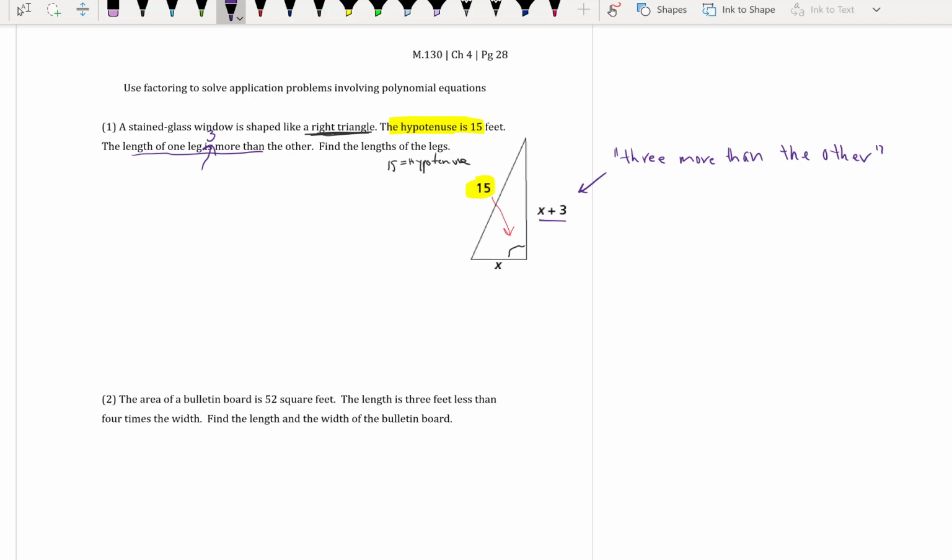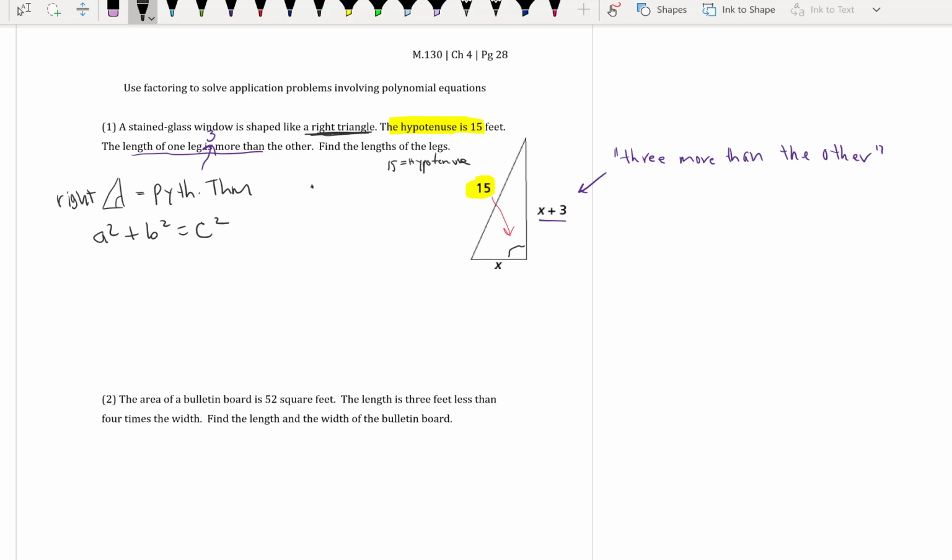So because of this, since it's a right triangle, we know that this is going to represent... oh, that was a terrible triangle. Let me try that again. There we go. Since that's a right triangle, we can use the Pythagorean Theorem, which tells us that a squared plus b squared is equal to c squared.